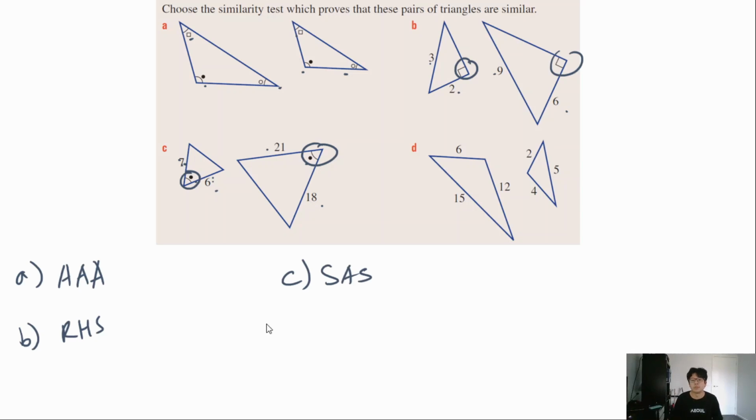And the last question, we have three sides. You just need to find out if they're in the same ratio. These ones are corresponding, these ones are corresponding, and these ones will be corresponding. To get from 2 to 6, I multiply by 3. To get from 4 to 12, I can multiply by 3. And to get from 5 to 15, I multiply by 3. So this one, they're all in the same ratio or proportion. So our test is side, side, side here.